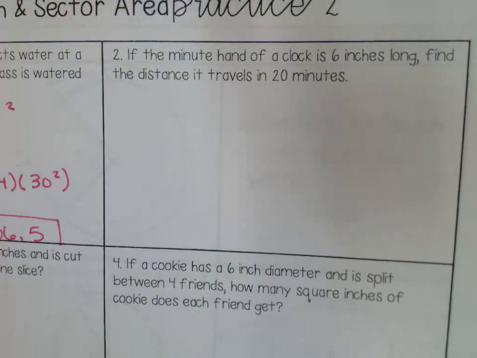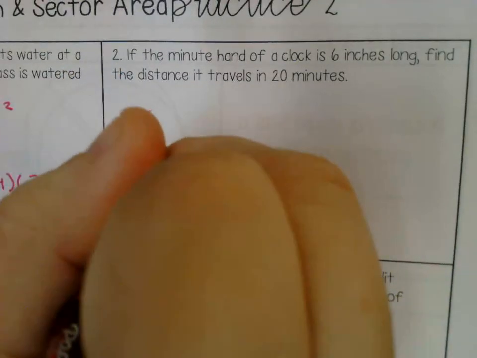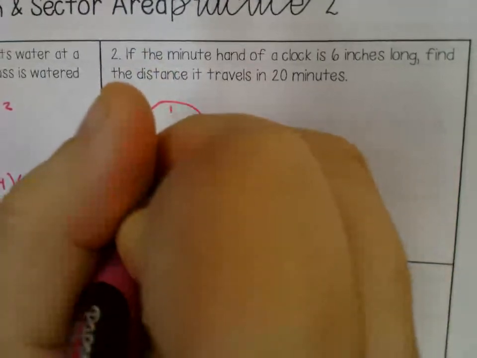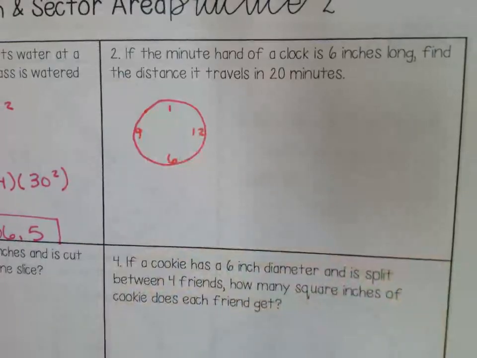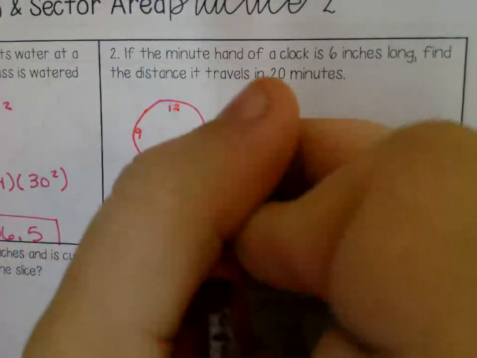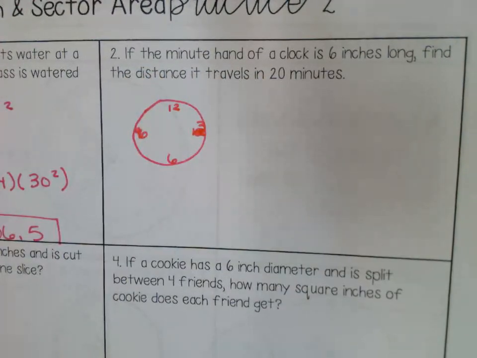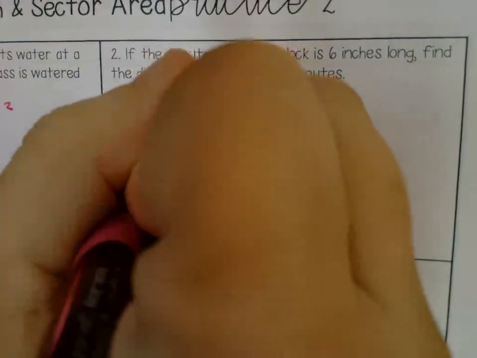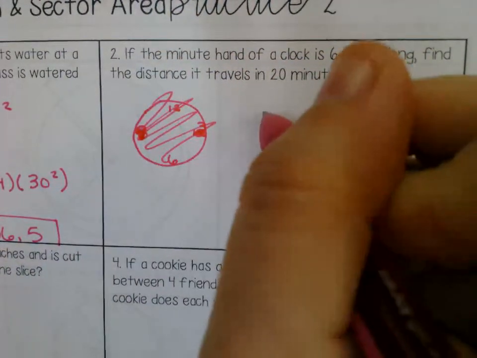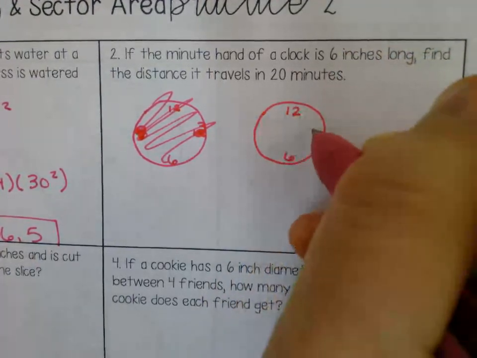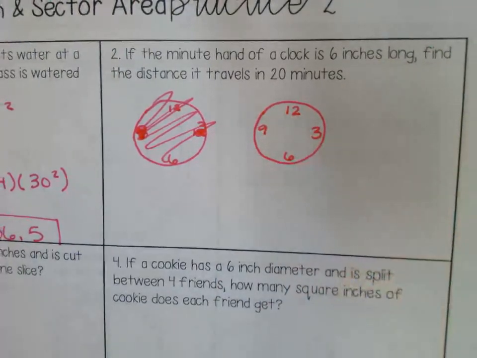Okay, let's look at number 2. So word problems, we got to think through. If a minute hand on a clock is 6 inches long, so let me draw my clock here. Okay, so I got 1 and 6, 9 and 12. No, 12 is up here. What in the world was I doing? That's 3 and that's 6. That's 9. I was right on 9. Okay. Let's redo our clock. My clock looked terrible because I was trying to do it wrong. 12, 6, 3, 9. Okay, now it's right.